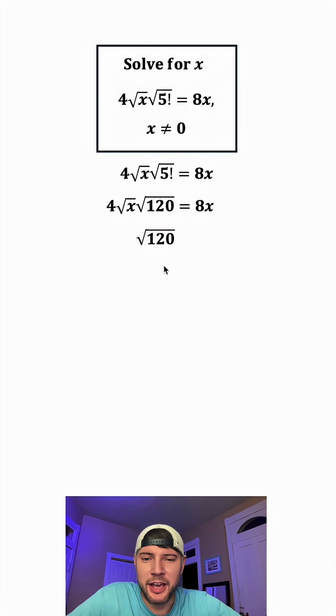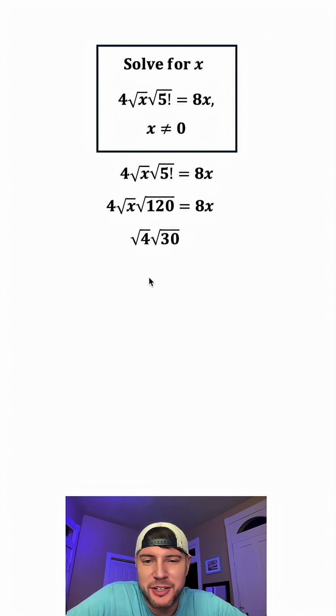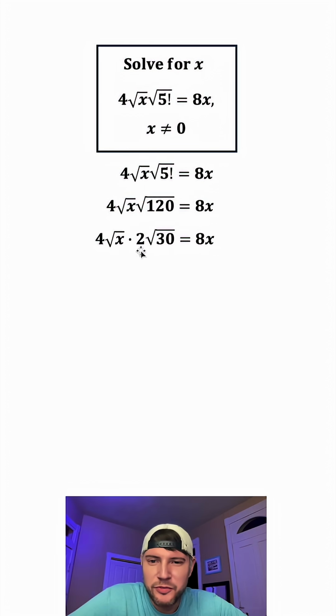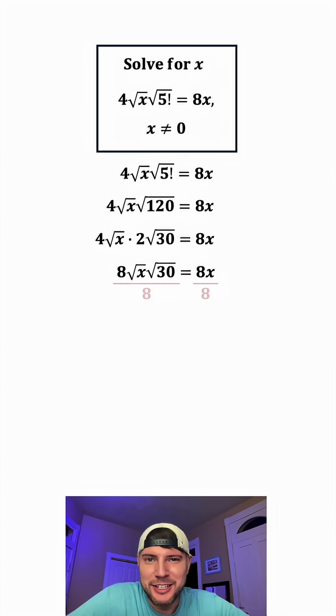120 is the same thing as 4 times 30. The 4 and the 30 can each have their own square root. And the square root of 4 is equal to 2. For the next step, this 4 can multiply by this 2 to give us 8. Then we can divide both sides by the 8.